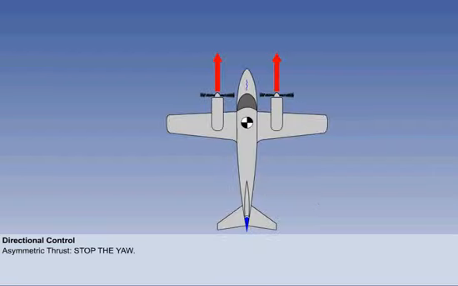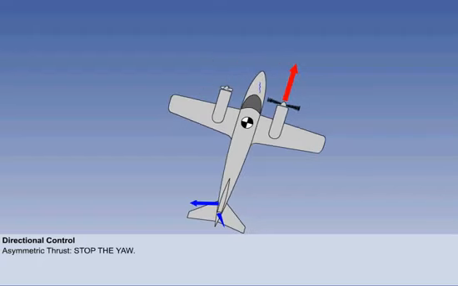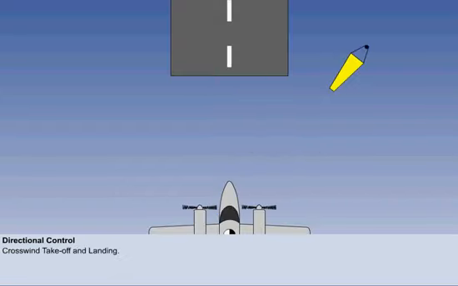Whenever an engine failure occurs on a multi-engine aircraft, the first thing the pilot must do is stop the yaw with rudder. Asymmetric thrust will be fully covered in later lessons. The second use of the rudder we will look at is takeoff or landing with a crosswind.